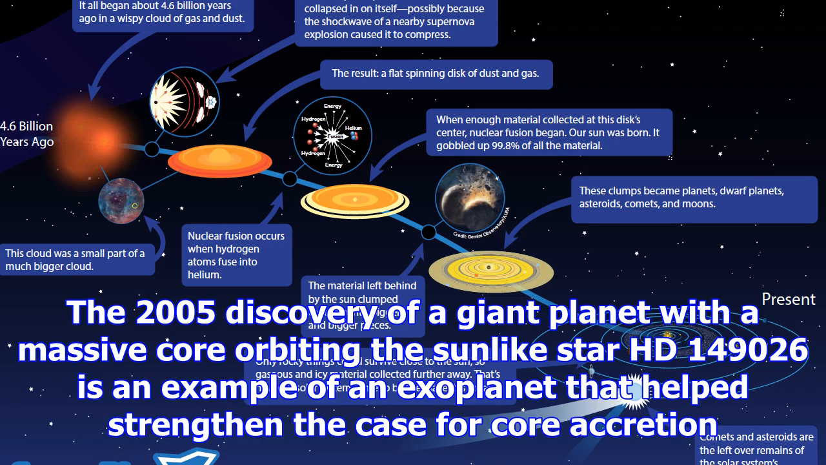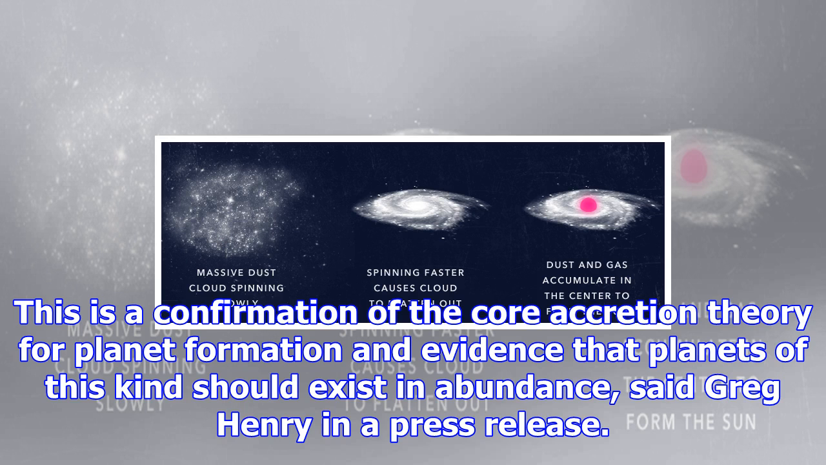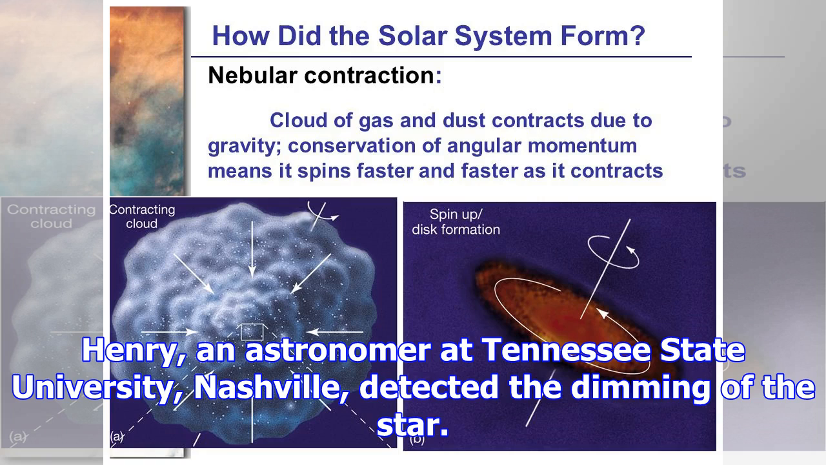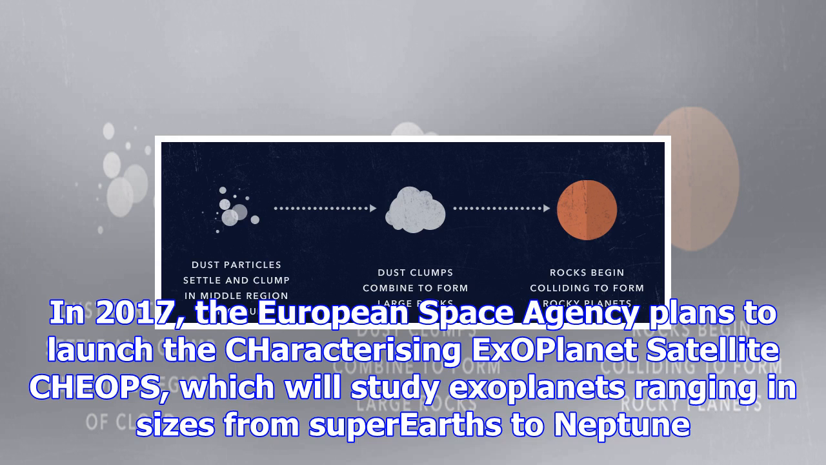The 2005 discovery of a giant planet with a massive core orbiting the Sun-like star HD 149026 is an example of an exoplanet that helped strengthen the case for core accretion. "This is a confirmation of the core accretion theory for planet formation and evidence that planets of this kind should exist in abundance," said Greg Henry in a press release. Henry, an astronomer at Tennessee State University, Nashville, detected the dimming of the star.